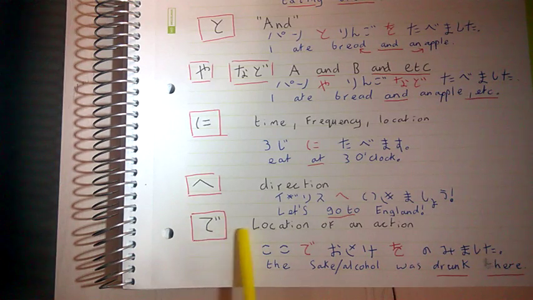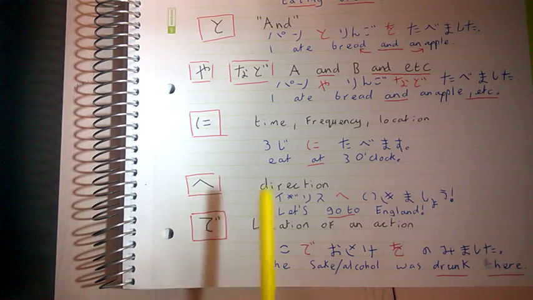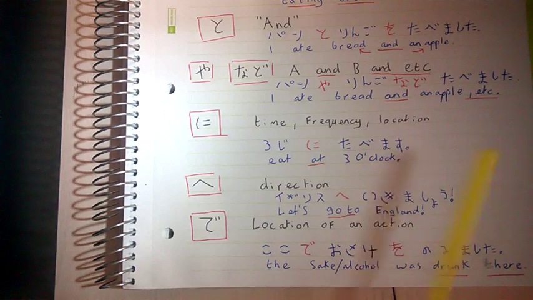And it's a location of an action. So I did an example: if somebody was drinking alcohol and the police asked where they were drinking the alcohol, you can use koko de. Remember koko, soko and asoko for right here, there, all the way over there. So koko de osake o nomimashita.